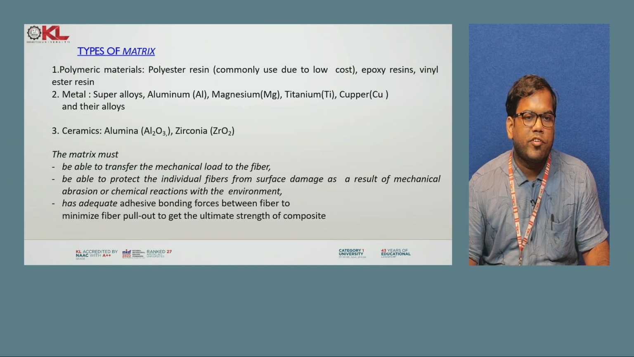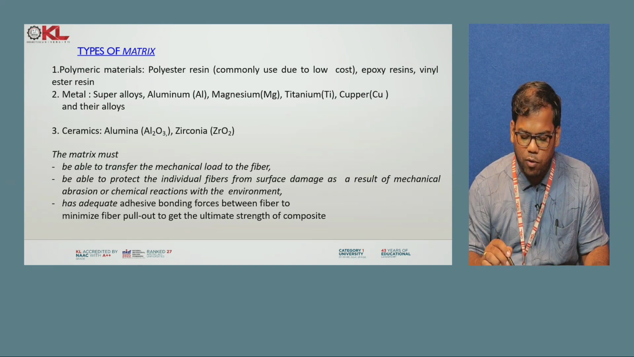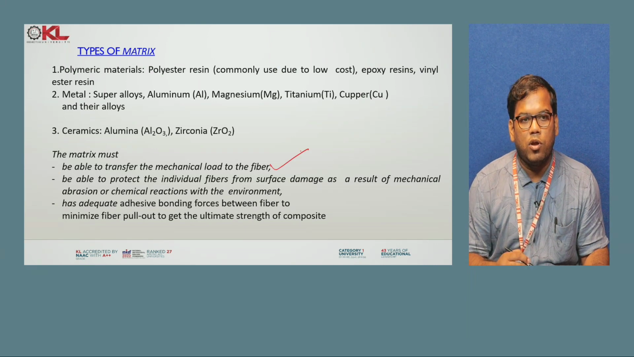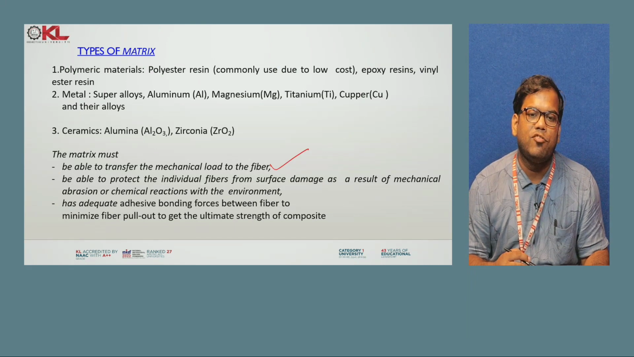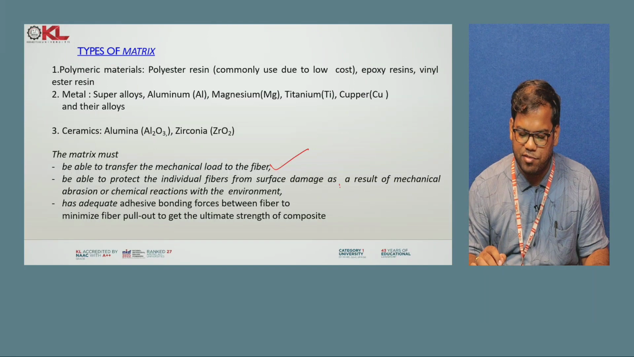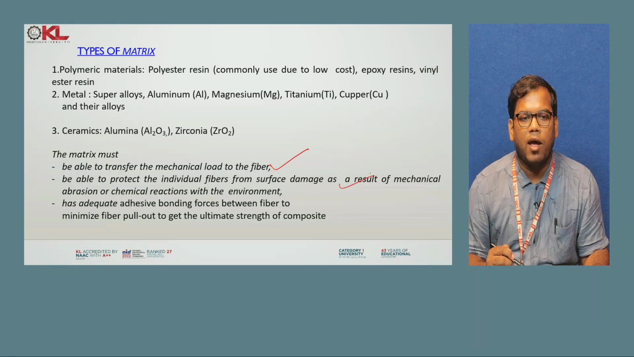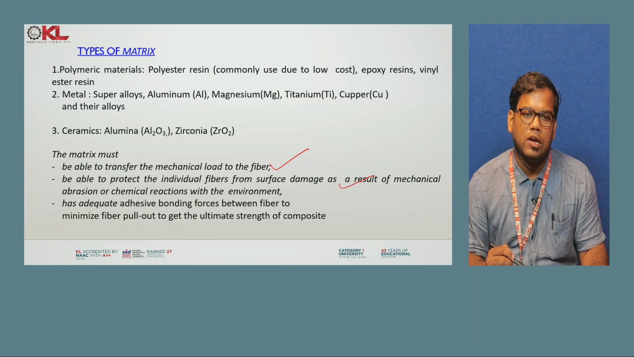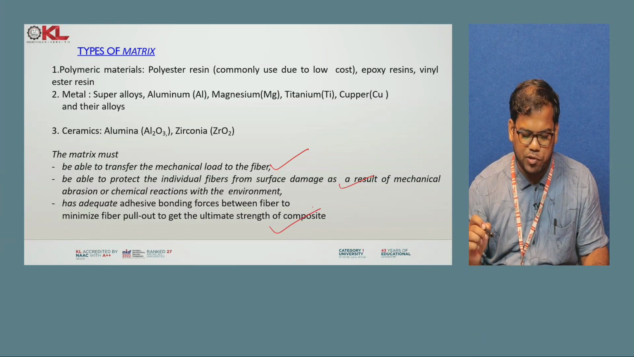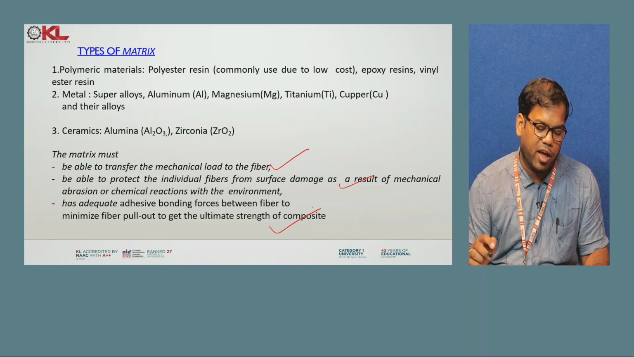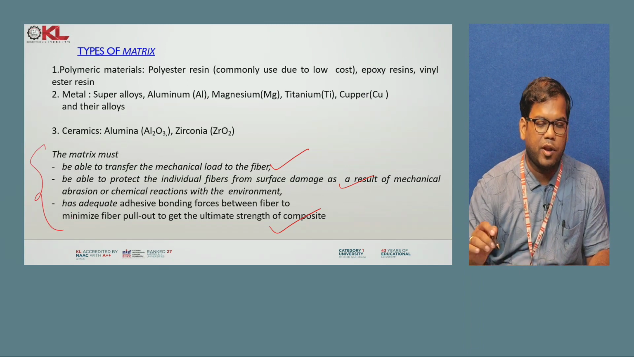The matrix must be able to transfer the mechanical load to the fiber. It should be able to protect the individual fibers from surface damage. It should have adequate adhesive bonding forces with the fiber to minimize fiber pull out, to get the ultimate strength of the composite. So these are the characteristics required in a fiber reinforced composite.